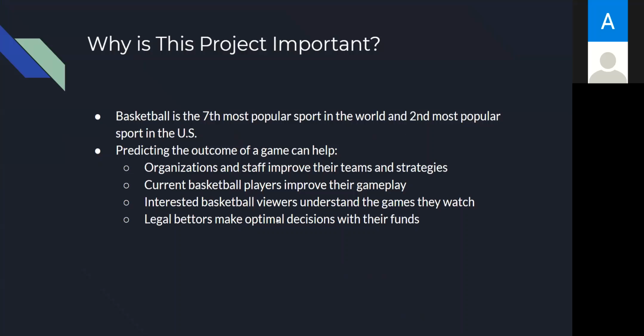Why is this project important? Basketball is the 7th most popular sport in the world and 2nd most popular sport in the United States with millions of followers and players. Predicting the outcome of a game can help organizations and staff improve their teams and strategies, can help current basketball players improve their gameplay, can help interested basketball viewers understand the games they watch, and can help legal bettors make optimal decisions with their funds.